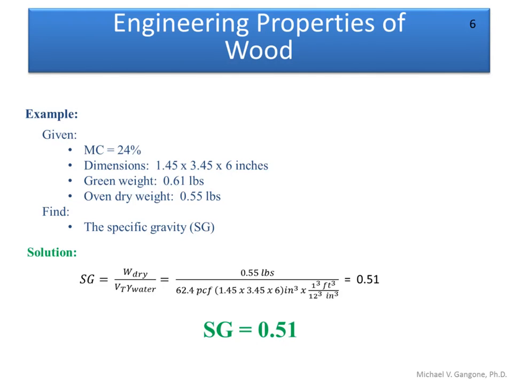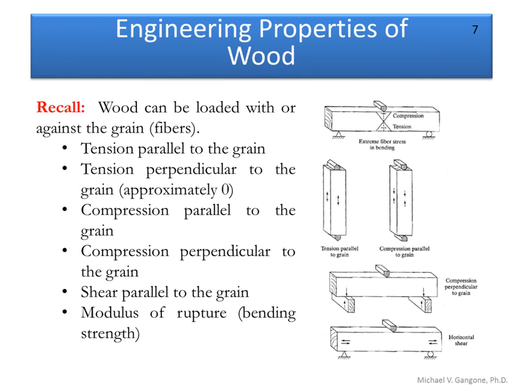And these are the dimensions, right? So the big thing to remember here is units. The pounds per cubic foot is per cubic foot, and these are in inches cubed, so you have to make sure you convert something. And if you do that, you get 0.51. So the specific gravity of this particular wood is 0.51.